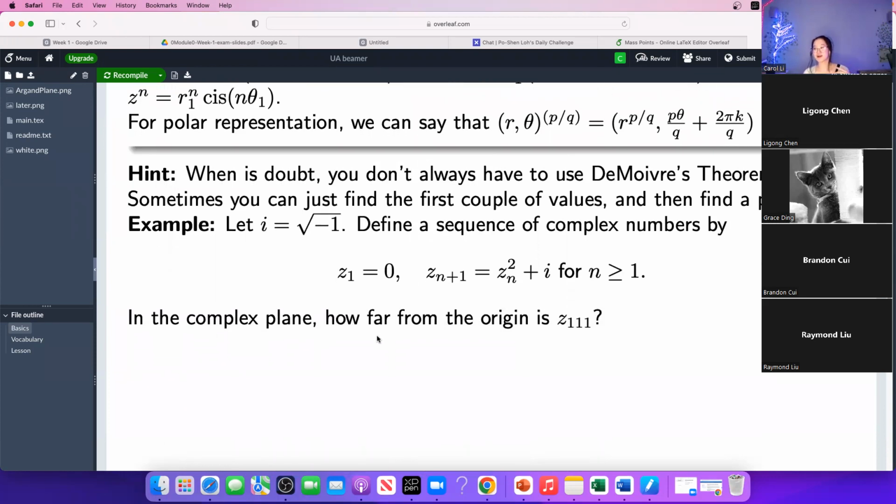And here's a sample question. Sometimes you can just find the first couple of values and then find a pattern, so don't make it hard on yourself. Notice that De Moivre's theorem only works for multiplication. You can't just use it on addition. If you have addition involved, use a plus bi. But here's a sample question for you guys. I'm going to give you 3 minutes again if you want to solve it, and feel free to talk out loud.